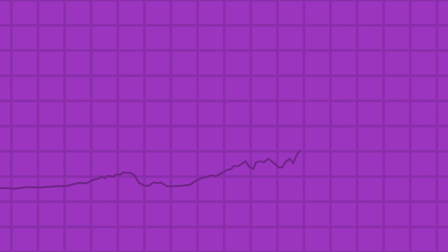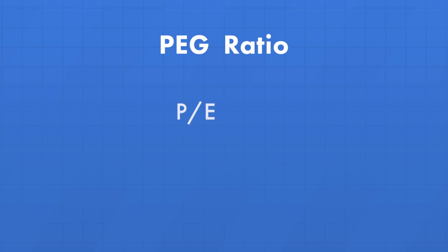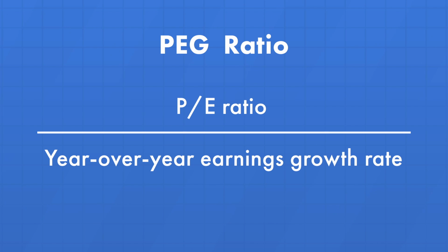There's one more easy valuation metric you can look at to see how a company's valuation compares to the growth the company is posting, and that's the PEG ratio. The PEG ratio takes the value from a company's PE ratio and then compares it to the company's earnings per share growth rate. So to calculate it, you first find the PE ratio for a company and then divide it by the year-over-year earnings growth rate.